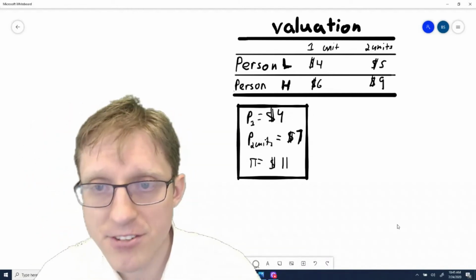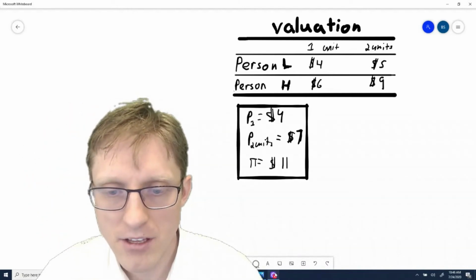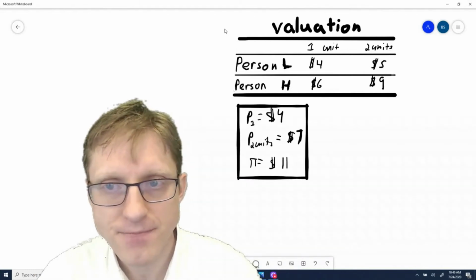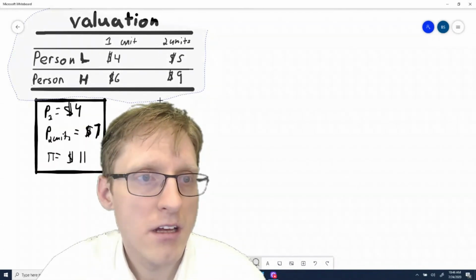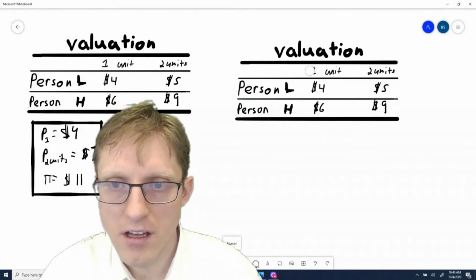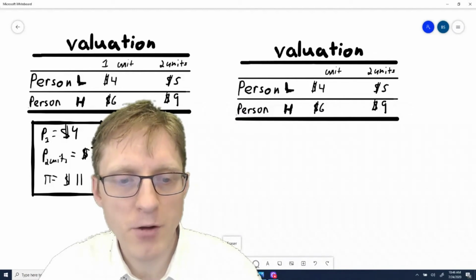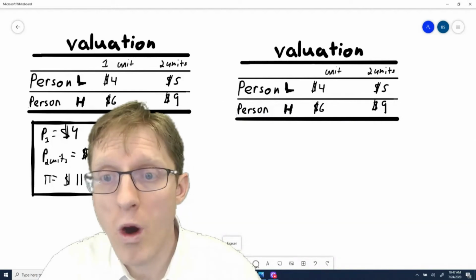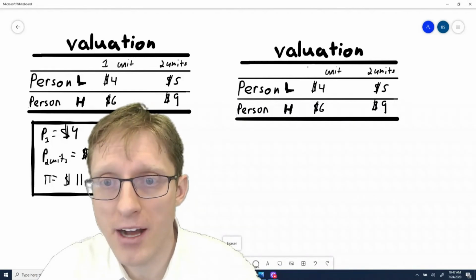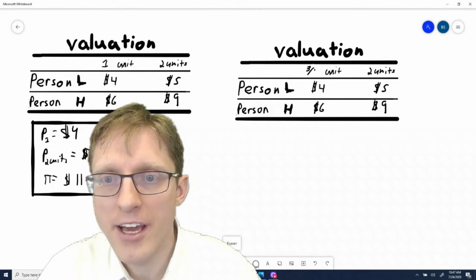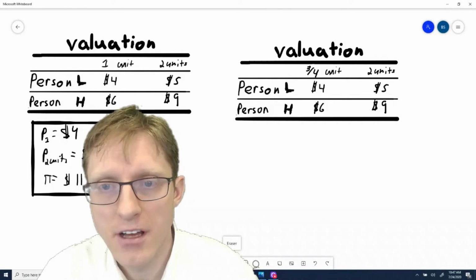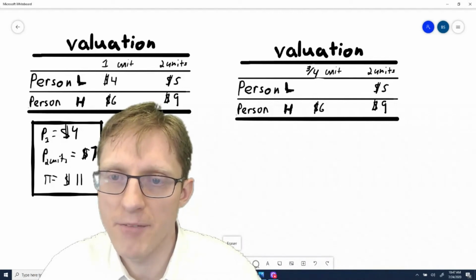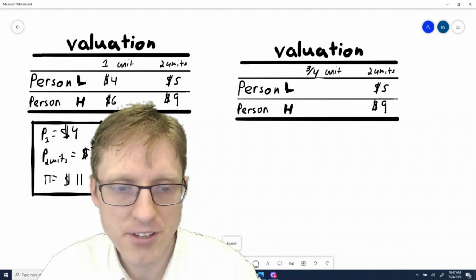Okay, so let's illustrate this example using this same setup here. In this example, I'm now going to assume that they've reduced the appeal of the lower quantity option by shrinking the size of the box. Now, instead of having 1 unit of cereal, it only has 3/4 of a unit of cereal. Accordingly, each person has a lower valuation for this smaller box of cereal. As you shrink the size, they're willing to pay a little bit less.